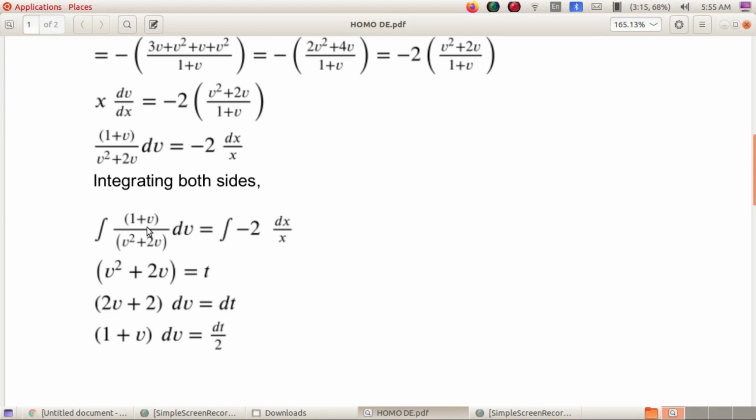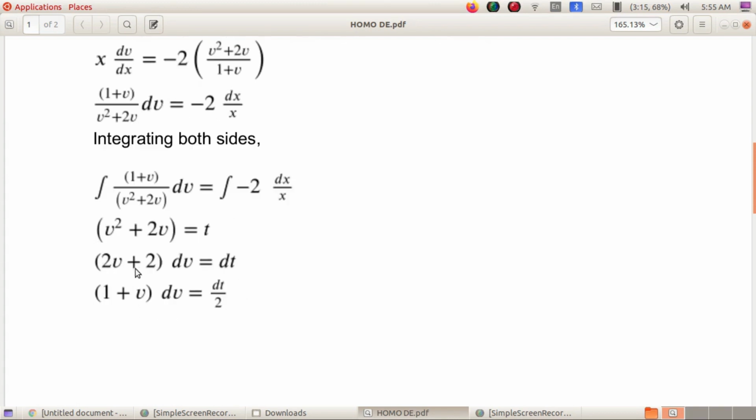To integrate this function, put v square plus 2v equal to t. So 2v plus 2 dv equal to derivative of t is dt. So 1 plus v dv equal to dt by 2, dividing by 2.